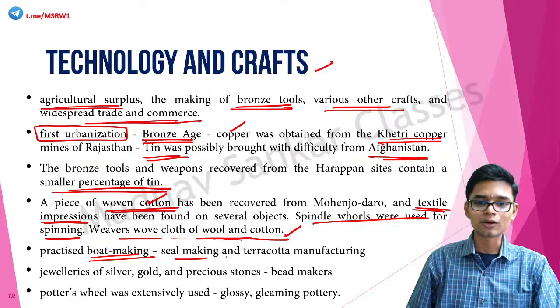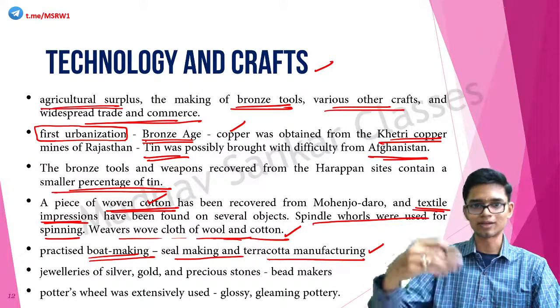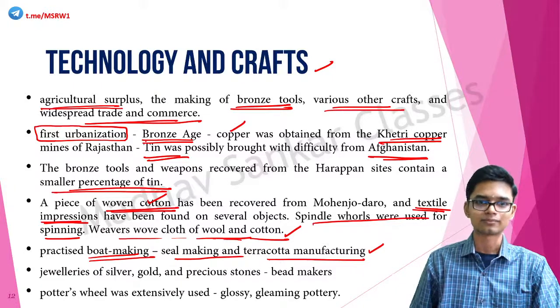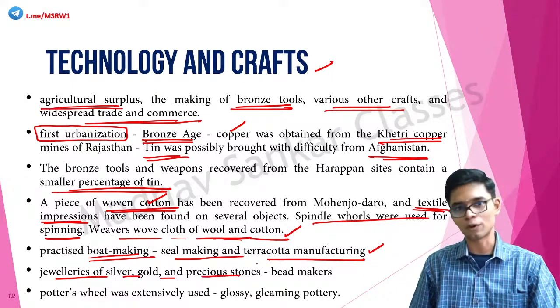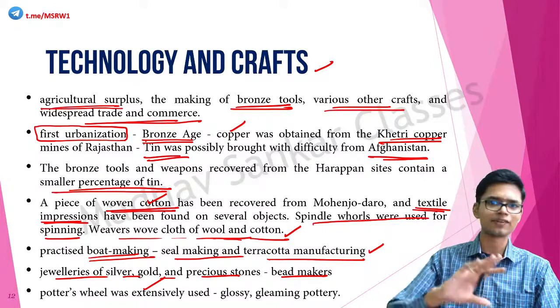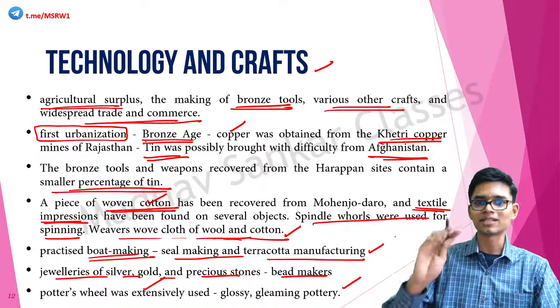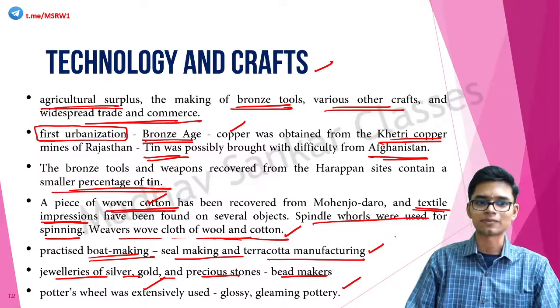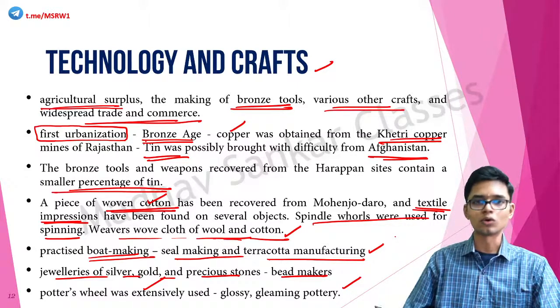Seal making and terracotta manufacturing were also known to them. We will take up that in upcoming slides in a much more elaborate fashion. Jewelry of silver, gold, precious stones, etc. were also popular. Bead makers were extremely popular in Harappa. The potter's wheel was extensively used. The pottery by this time has been developed extensively, and glossy and gleaming pottery is very much characteristic of Harappan civilization. Wheel-based pottery is well known to Harappans by this time.